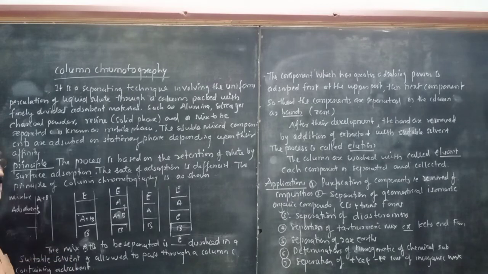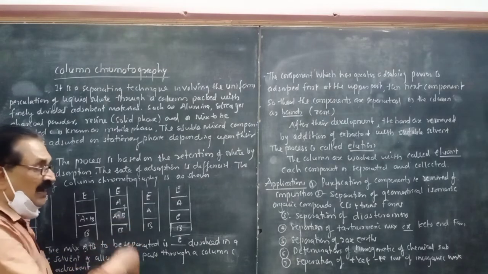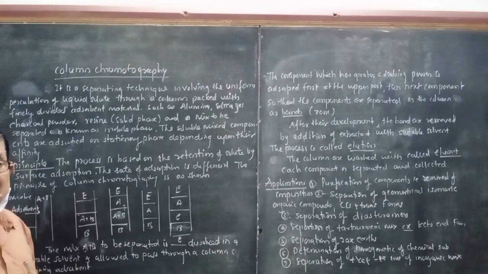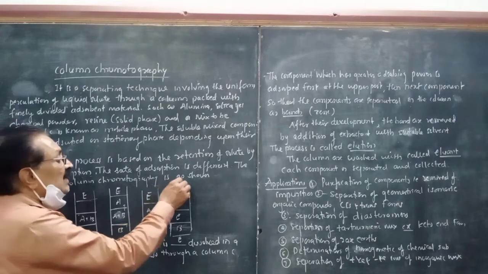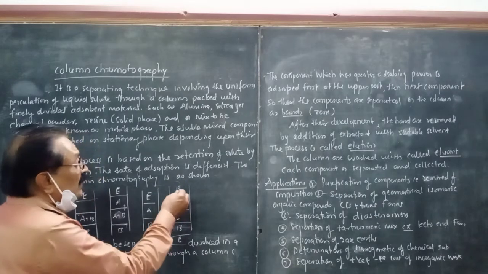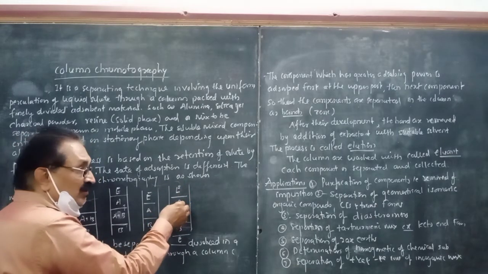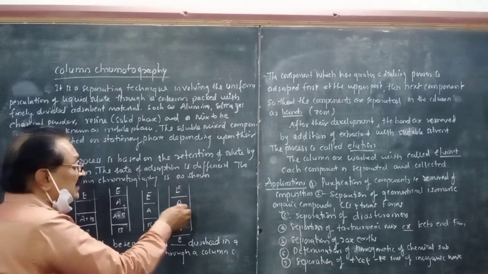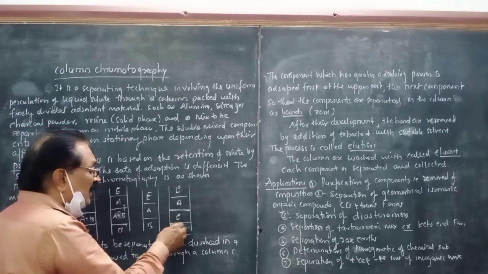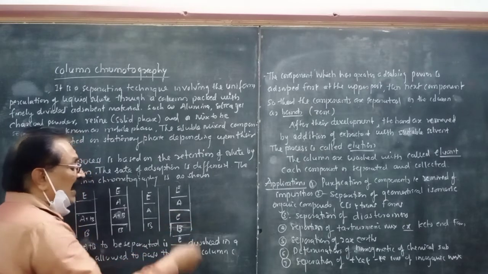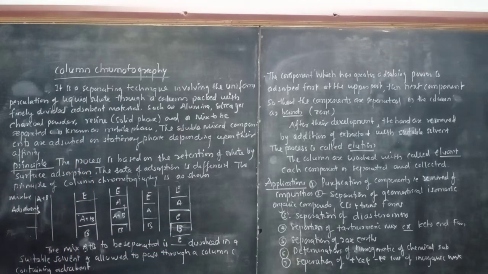Separation of bands occurs in the solid stationary chromatographic column. Then afterwards, the eluent is added. What happens? The eluent comes in contact with A, and that zone is different from the component B. When B comes in contact with the eluent, that zone is separated.